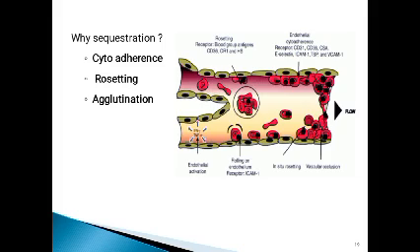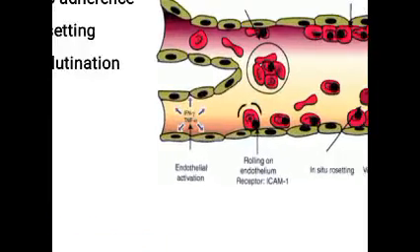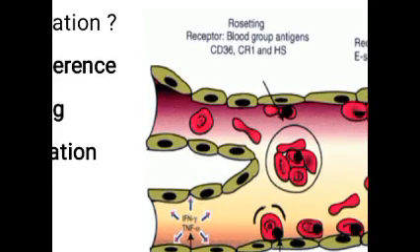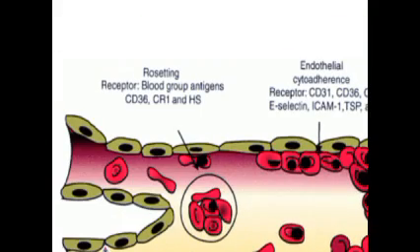Why sequestration? Cytoadherence, rosetting, agglutination. Rosetting receptors: blood group antigens, CD36, CR1, and HS. Endothelial cytoadherence receptors: CD31, CD36, CSA, E-selectin, ICAM1, TSP, and VCAM1.